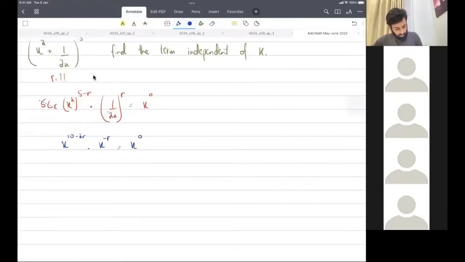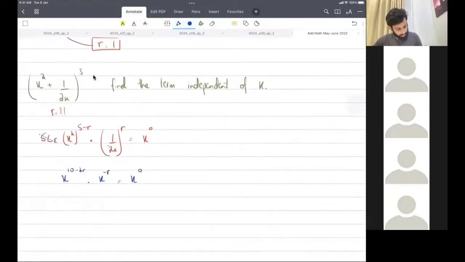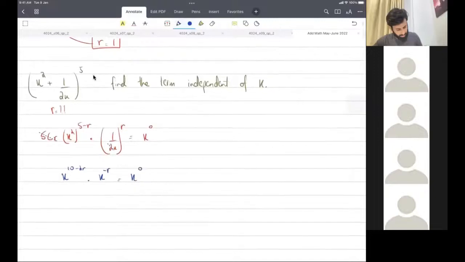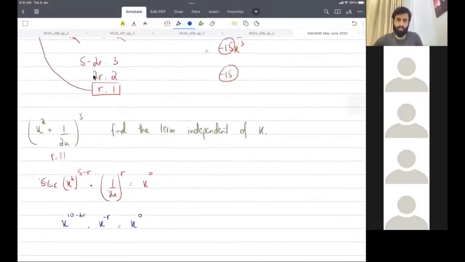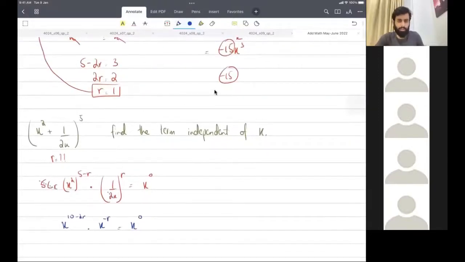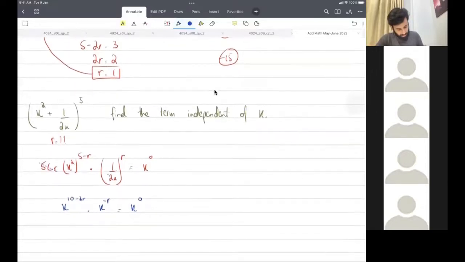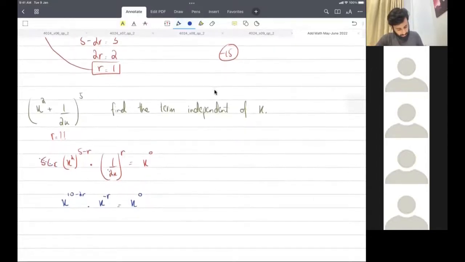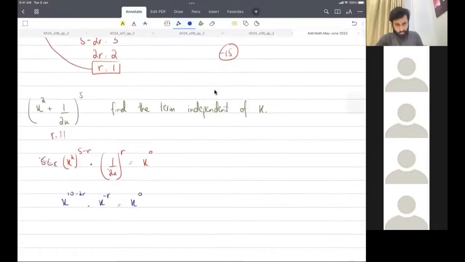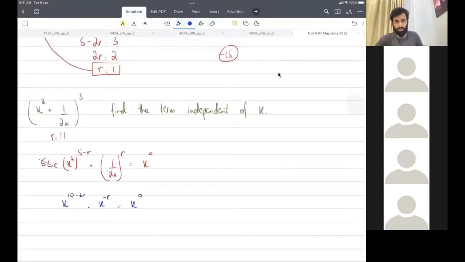Now let's see what I'm looking at. x to the power, wait a minute, 2 minus 3r. Wait, find the term independent of x. Oh, sorry, 10 minus r. I copied the question wrong. It was actually x square plus 1 upon 2x to the power 3, because this is not possible. Sorry, my bad. I'll just fix it.